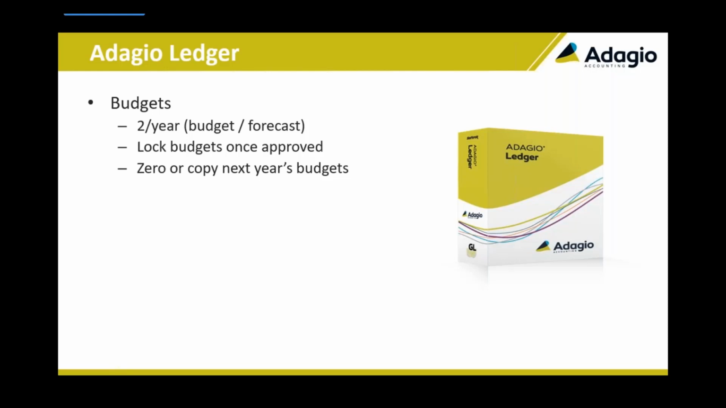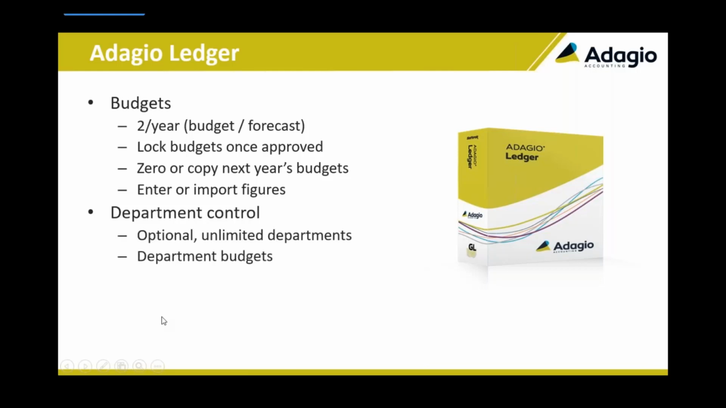When you create a new fiscal year, you can copy the previous year's budgets into the new fiscal year, or you can zero them all out for those of you that do zero-based budgeting. And you can either key in the budget figures, or you can import them from Excel or a CSV, or as I mentioned earlier, you can drive budget numbers directly off a financial statement. You have unlimited budgets, of course. So budgets are what a QuickBooks user would refer to as classes. So where QuickBooks has classes, we have departments. You can have as many as you want.